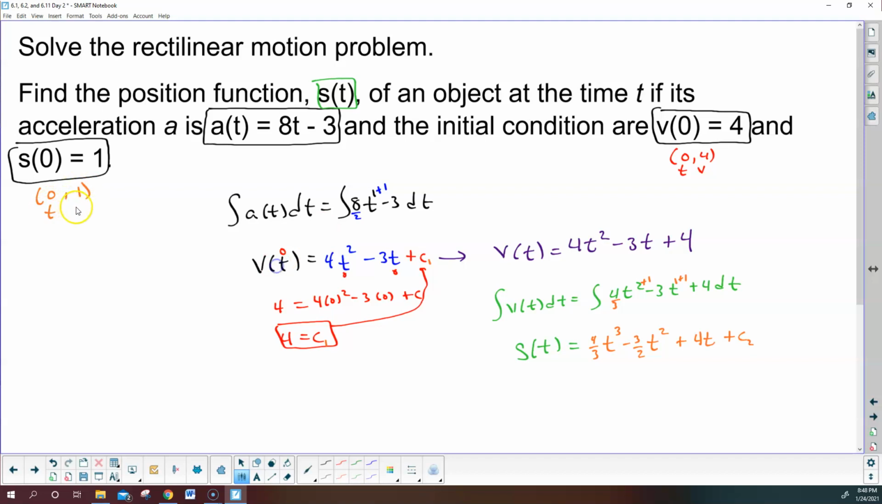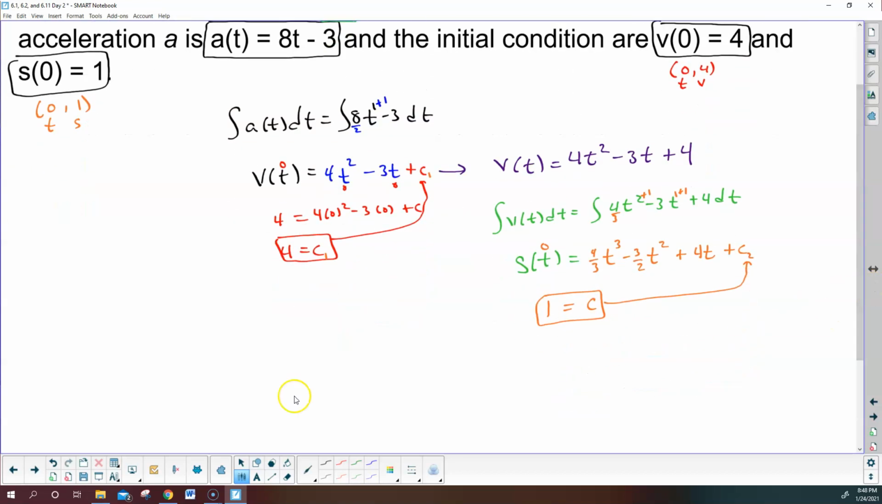When t is 0, s of t is 1. So if I plug in 0 here, s of 0 is 1. If I plug in 0 to all of these spots, notice this will be 0, this will be 0, this will be 0. The only thing that's left over is c is 1. And then I just go right back to that spot, and I can write the position equation. So s of t is equal to 4/3 t to the third minus 3/2 t squared plus 4t plus 1.